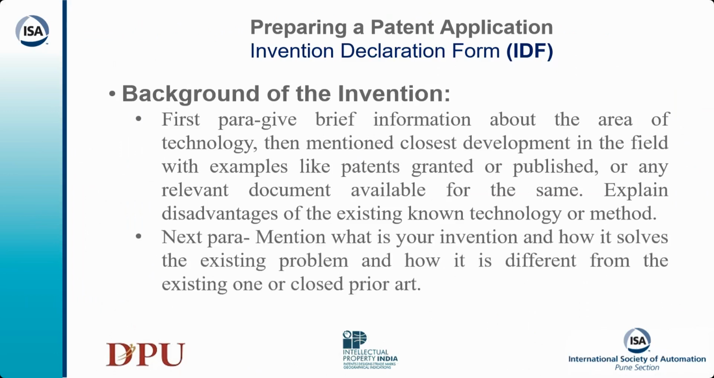Next para, we have to mention what your invention is and how it solves the existing problem and how it is different from the existing one or closest prior art. So this is important again. So mention what your invention is and how it solves the existing problem. If your invention is to solve the problem, then how it solves that needs to be mentioned in the background of the invention, and how it is different from the existing one.